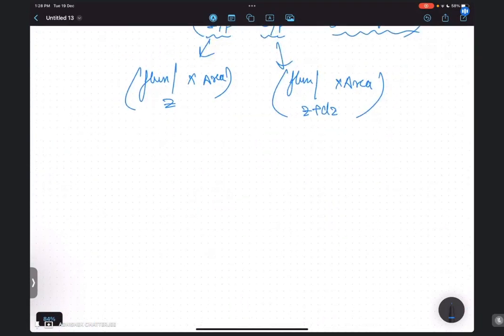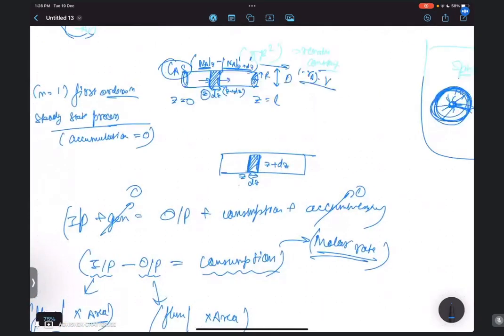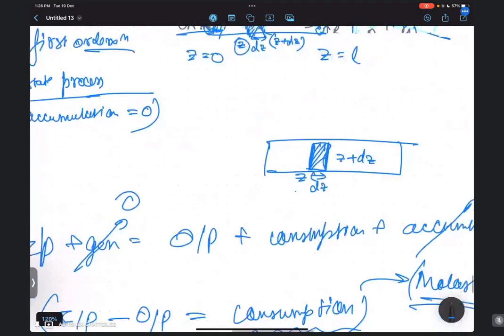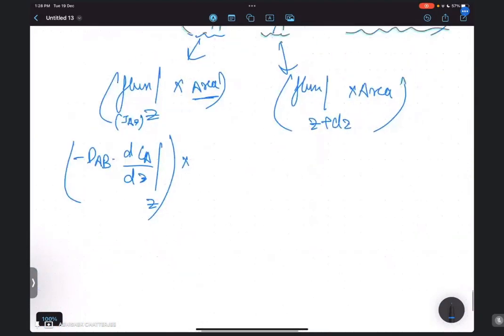Acha. Your flux at Z can be denoted as minus Dab into dCa by dz at Z. Just Fick's law of diffusion you have applied, just J A Z you have written. And the area, this will be the cross-sectional area of this cylinder, because through this area, in this direction, the diffusion is happening. This cross-sectional area is constant, that is pi r square. The cross-sectional area is not going to change, so that is nothing but pi r square.